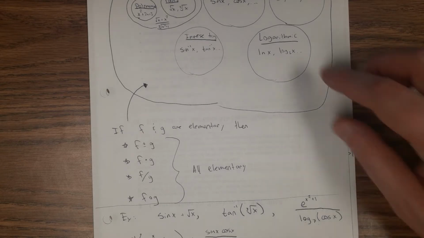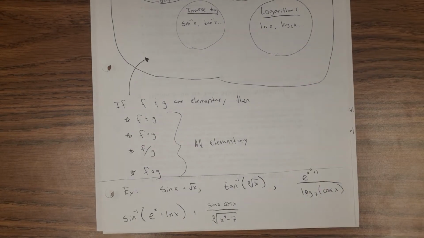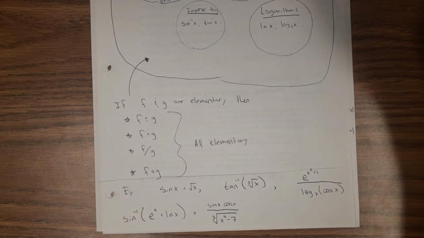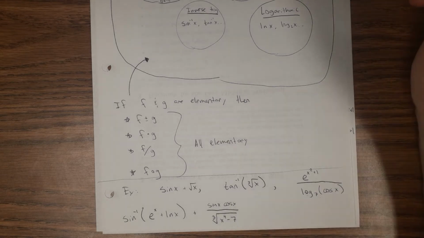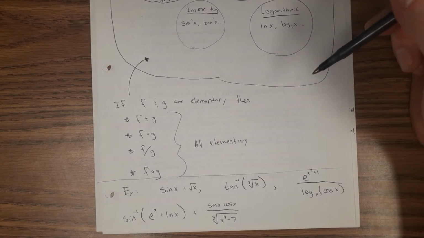So, for example, I can take a trig function plus a root, because trig functions are elementary and root functions are elementary, so I can add them together and get an elementary function. I can take an inverse trig function of a root, like I can do arctangent of the cube root of x, and that's elementary.